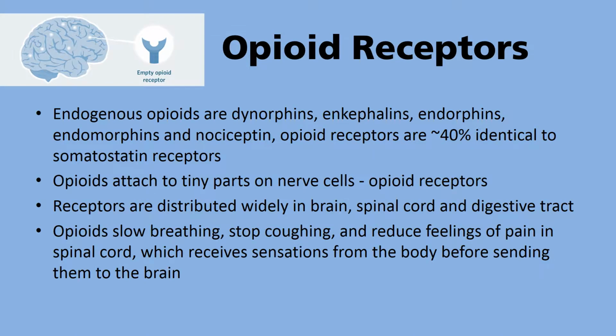When the body responds to pain, we produce hormones such as dynorphins, endorphins, and endomorphins, which bind to the opioid receptors. These receptors are mainly found in the brain, spinal cord, and digestive tract. These endogenous opioids provide pain relief.